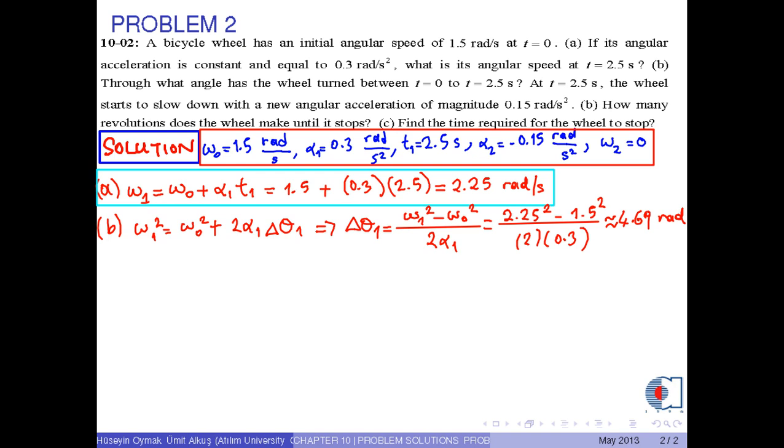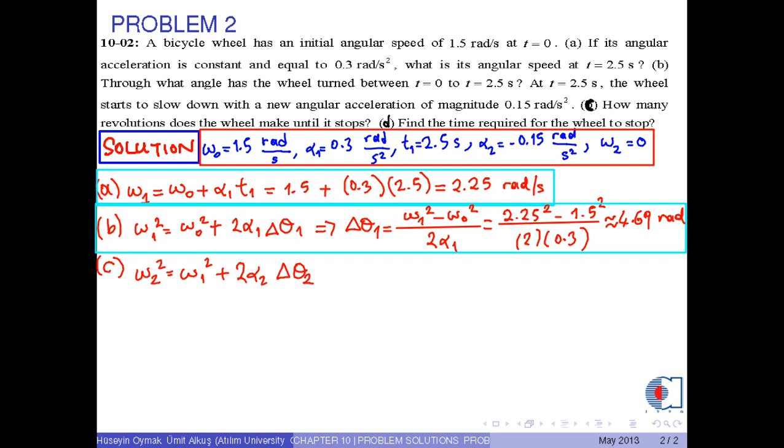In part C, again we use this formula to find the revolutions the wheel makes until it stops. Here omega 2 is the final velocity, which is 0. Omega 1 is the angular speed that we have found in part A. Alpha 2 is the negative angular acceleration for the wheel to start to slow down. And delta theta 2 is the angle the wheel turns until it stops.